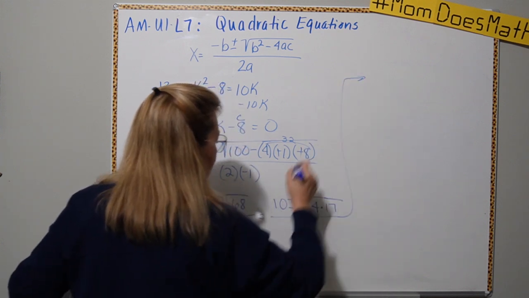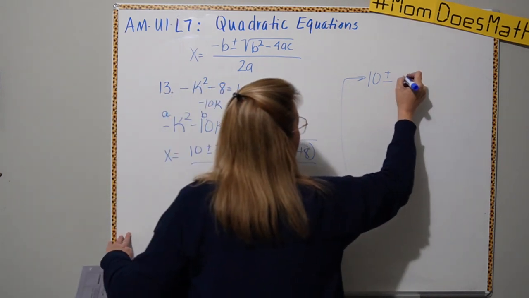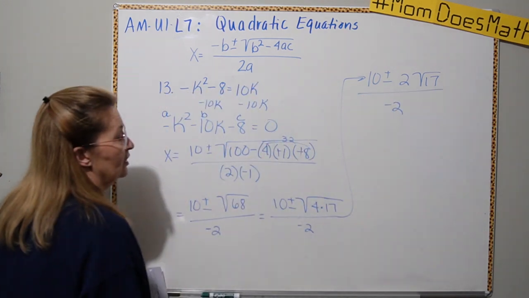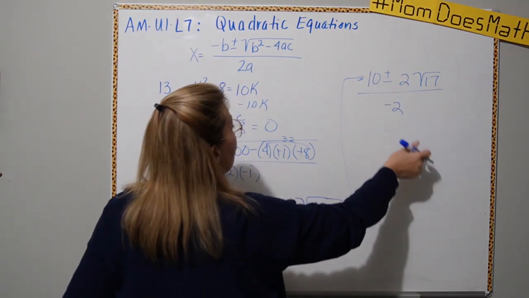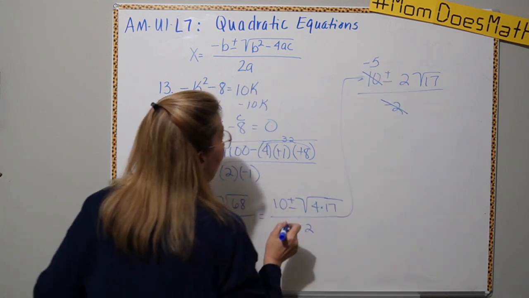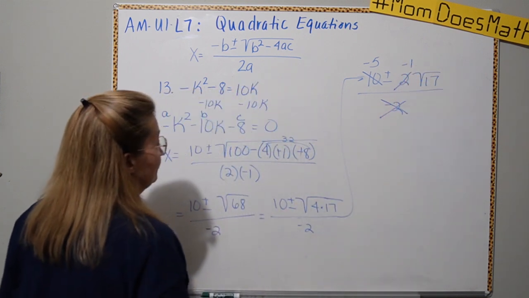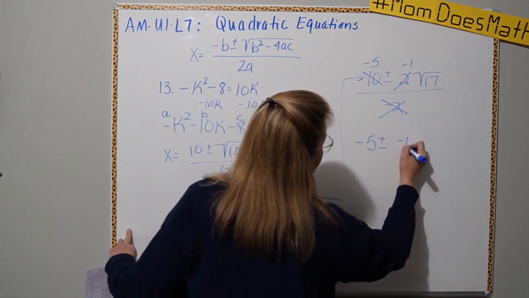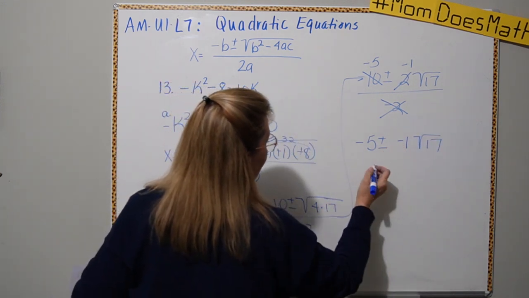And then I'm going to bring this up here. So I've got 10 plus or minus, all right, the square root of 4 comes out. So I have 2 square root of 17 over negative 2. All right, when your denominator will go into both terms above it, or all the terms, you can just cancel out. So negative 2 will go into 10 negative 5 times. And negative 2 will go into positive 2 negative 1 times. So let's be careful with all these signs. What I actually have at this point is, okay, so I'm going to split it because I want you to see what's going to happen to these signs.